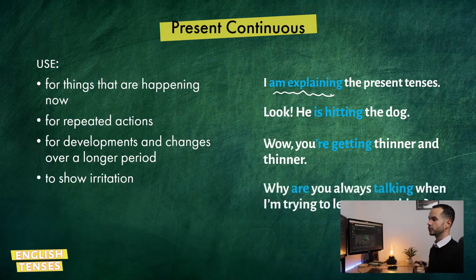Finally, we can also use present continuous to show irritation. Why are you always talking when I'm trying to learn something? So why are you always talking? A form of irritation. You can also say something like, my sister is always nagging, just ignore her. Or, she's always yelling at me, right? That's something that happens regularly. And it's a form of irritation. I don't like that this person yells at me, so I'm irritated.